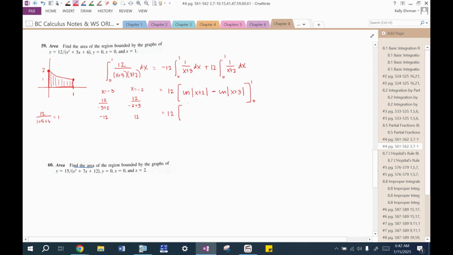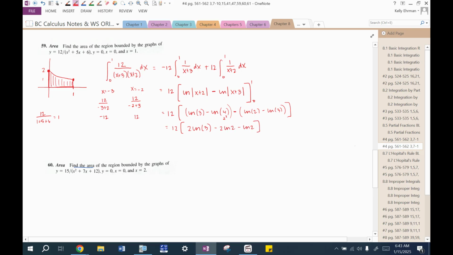So if I plug in 1, I get natural log of 3 minus natural log of 4, minus, if I plug in 0, I get natural log of 2 minus natural log of 3. And then let's see. So this is combining some like terms here. So this is natural log of 3 plus natural log of 3. So I have 2 natural log of 3s. And then what about this? Minus natural log of 4. Remember, 4 is 2 squared. So I could say minus 2 natural log of 2 minus natural log of 2.